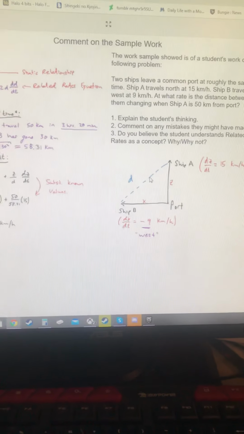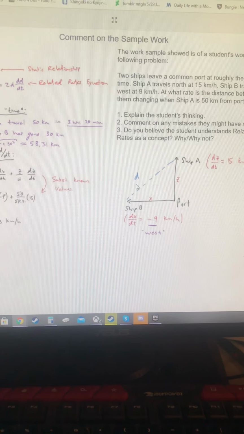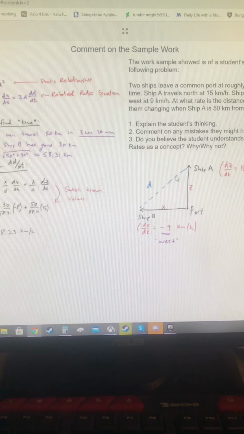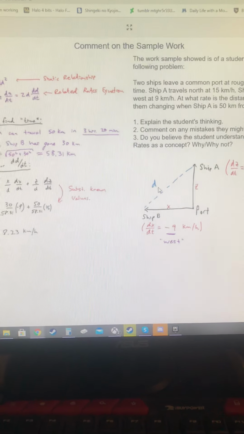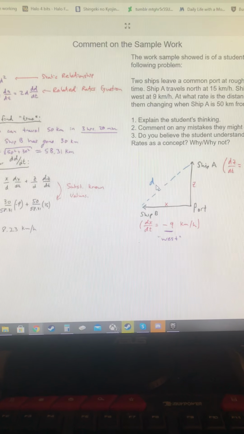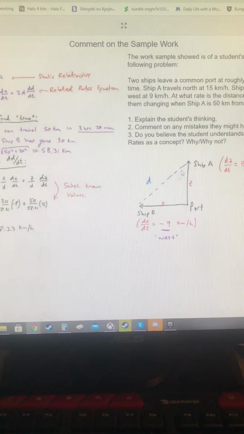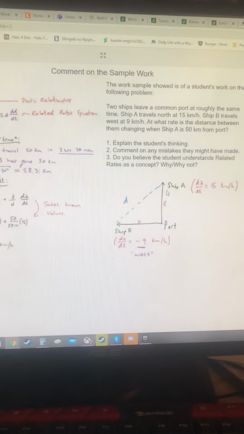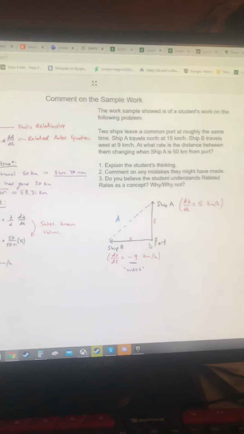The actual rate of change for D should have come out to around that. At the moment that ship A crossed 50 kilometers, the rate of change of D for that time is 17.49 kilometers per hour. That's how fast ship A and B are getting apart from each other at the time that ship A reached 50 kilometers from their origin.